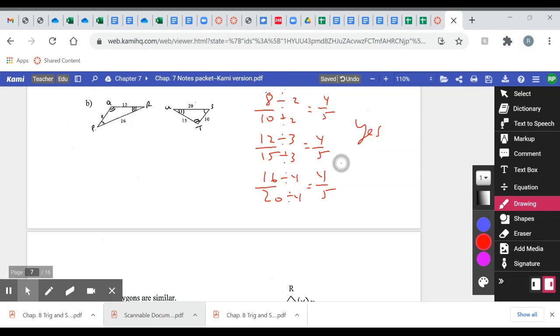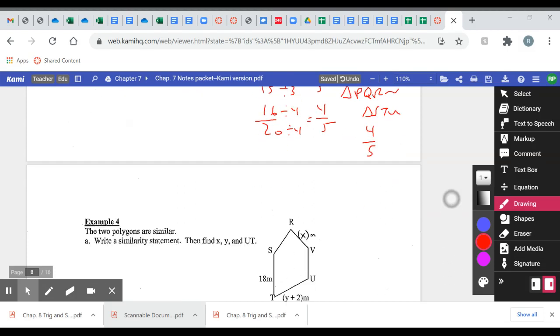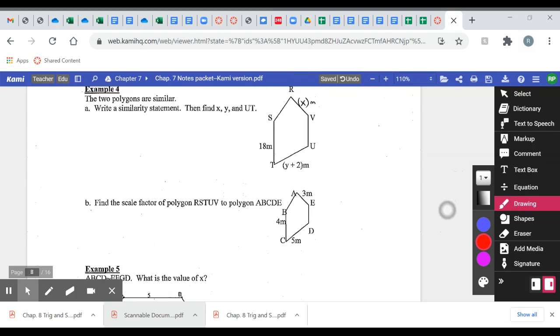It says write a similarity statement. So triangle PQR is similar to 1 mark, 2 mark, 3 mark, STU. And the scale factor is 4/5. All right, next up, we are almost there.